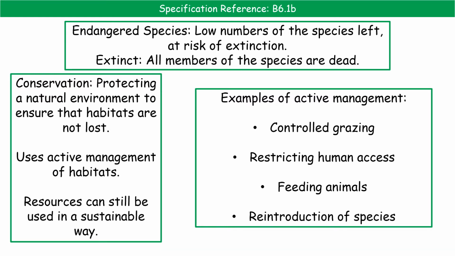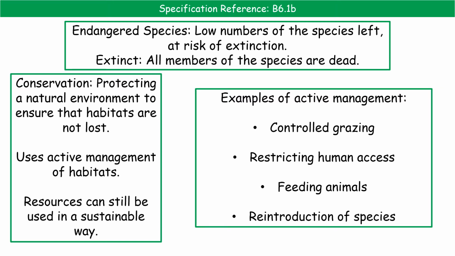Now, conservation is all about protecting a natural environment so that we're not losing habitats. Because if we protect the habitats, there's places for all of these organisms to exist, and therefore they shouldn't become extinct. In order to do this, we use a process of active management.